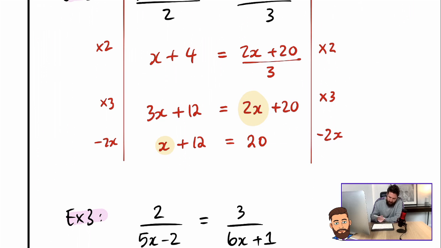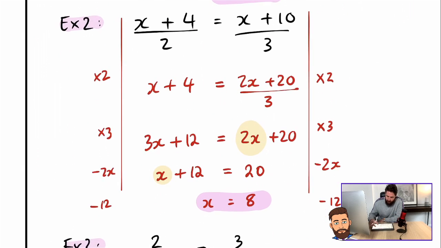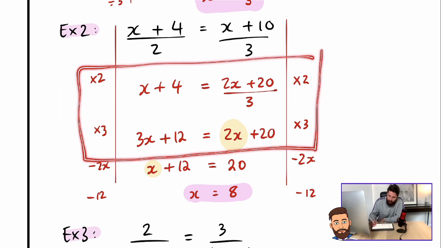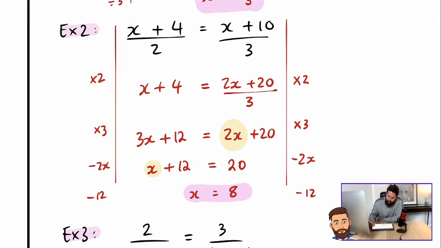Remember, the goal of this question is to get x on its own, so I have to get rid of this plus 12 by minusing 12 from both sides, which will give me x equals 20 minus 12, 8. So the answer to this question is x equals 8. Okay, and again, nice clear layout, taking things step by step. You could have done these 2 steps as one. You could have just times this side by 3 and times this side by 2 and just do it in one step, but here I've just illustrated how it's working.